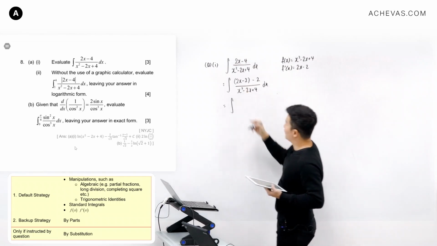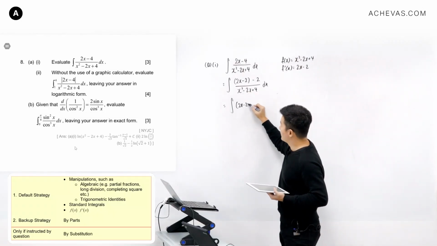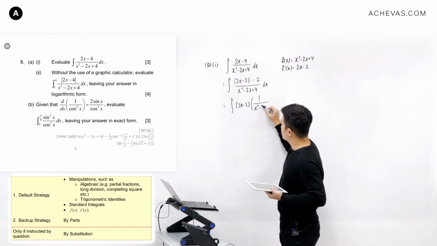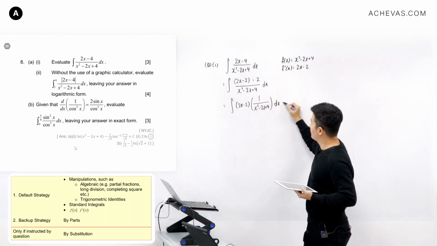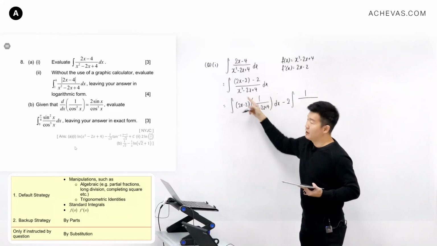And if I can just break this up into two parts, now for the first part, we have 2x minus 2 divided by this, 1 over x squared minus 2x plus 4. And this I can apply fx, f prime x. Minus 2, if I were to take it out, I will have a 1 over this.